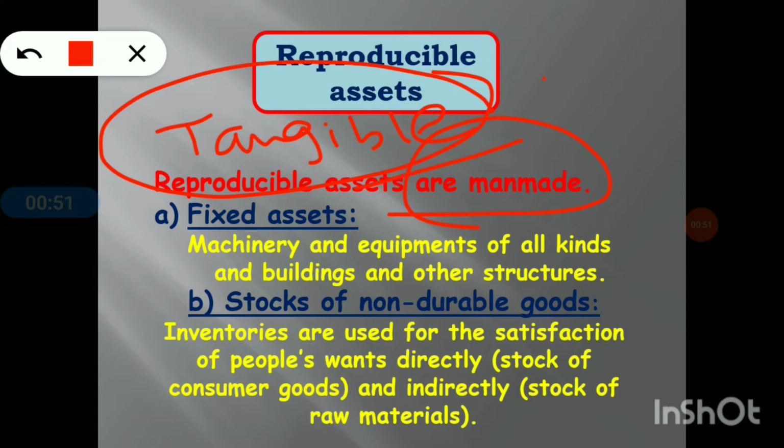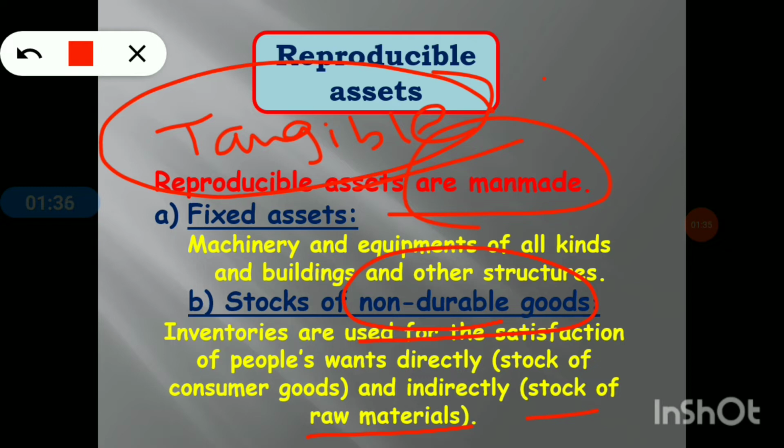So what are reproducible assets? Reproducible assets are those assets which are tangible with physical existence. Clear? Fixed assets and stocks of non-durable goods are examples of reproducible assets. Fixed assets means all kinds of machine products, machinery, and equipment. The stock of consumer goods and stock of raw materials are known as stocks of non-durable goods, which are examples of reproducible assets and which are also produced by man.